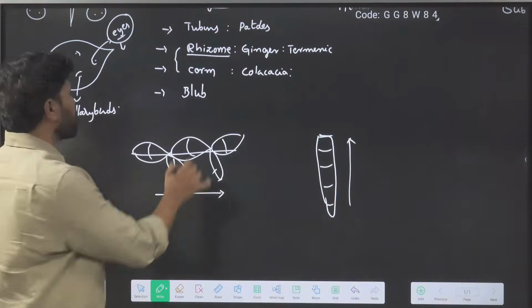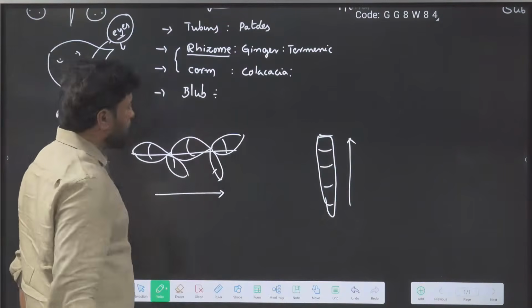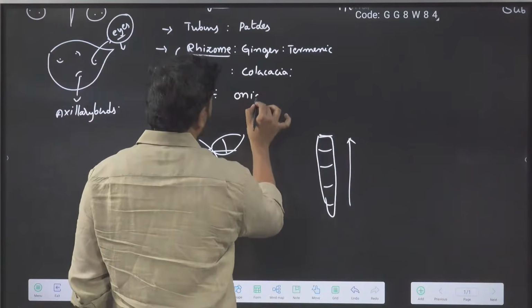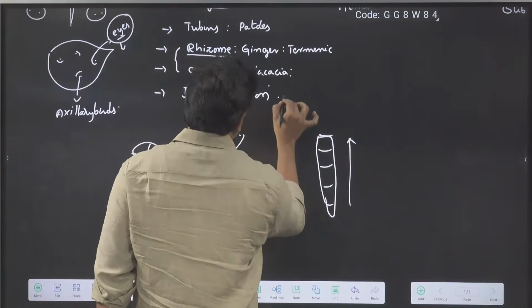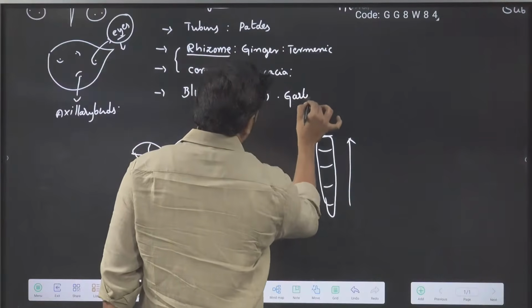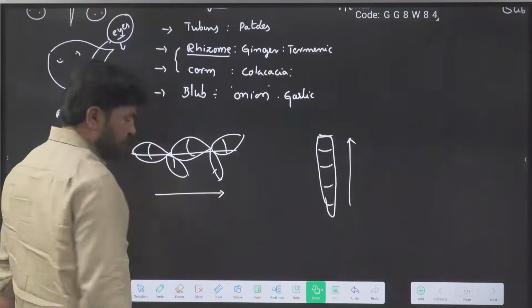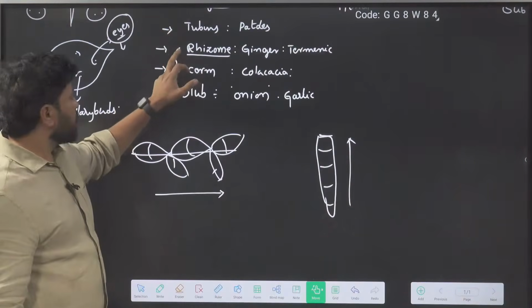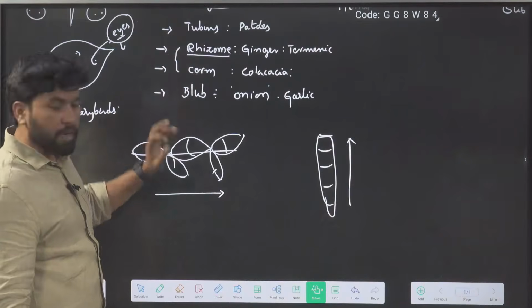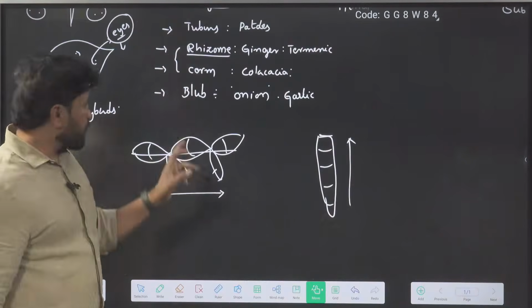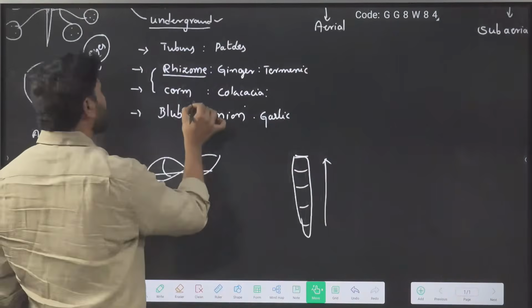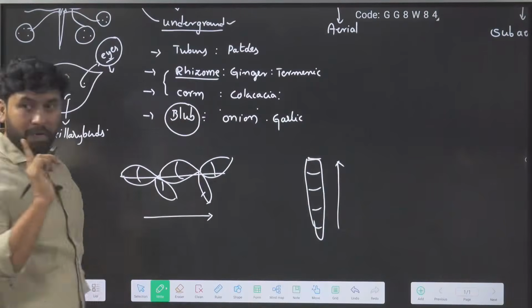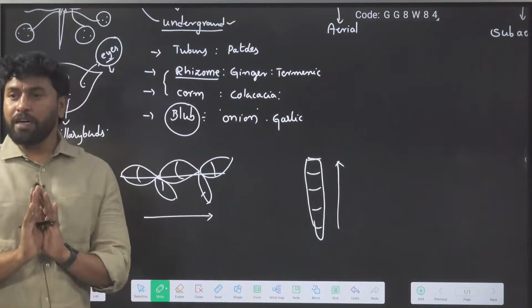Is it clear? Bulb. Imagine a statement. The best example of the bulb is our onion and garlic. So far I have mentioned stem tubers, rhizomes, corm, bulb. In this, bulb is the only underground stem which cannot store food. Bulb is the only underground stem which cannot store food.